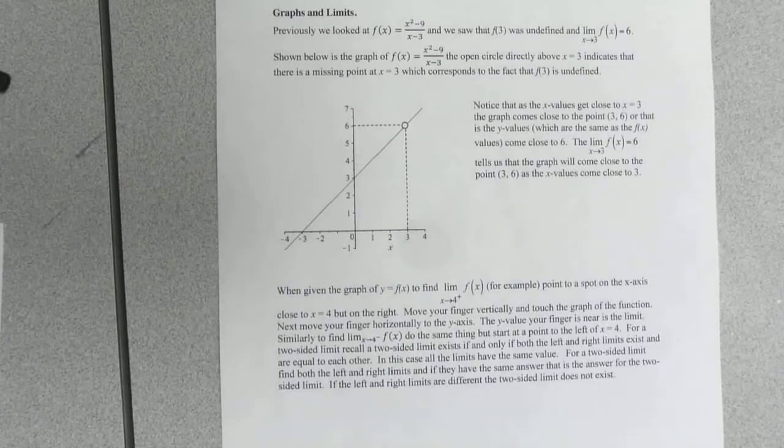For a two-sided limit, recall, a two-sided limit exists if and only if both the left and right limits exist and are equal to each other. In this case, all the limits have the same value. For a two-sided limit, find both the left and right limits, and if they're the same answer, that's the answer for the two-sided limit. If the left and right limits are different, the two-sided limit doesn't exist.